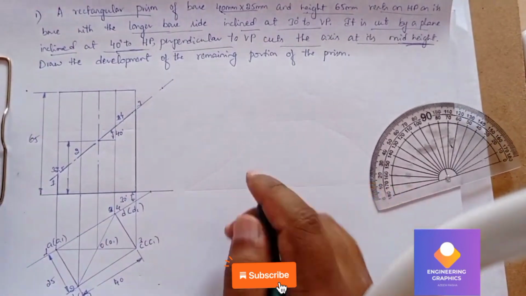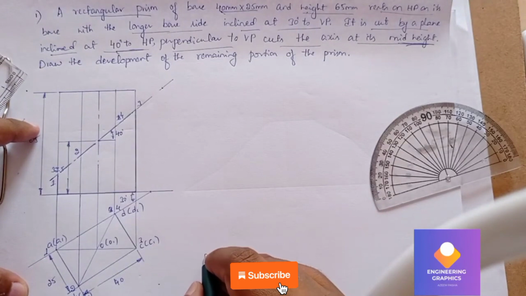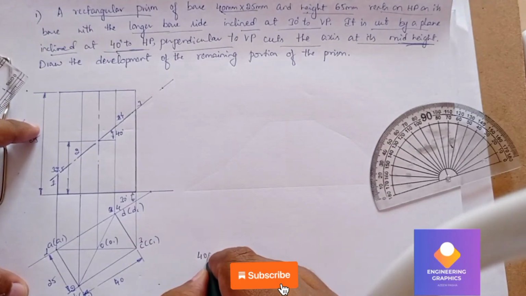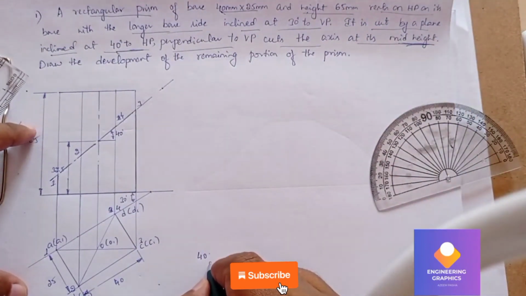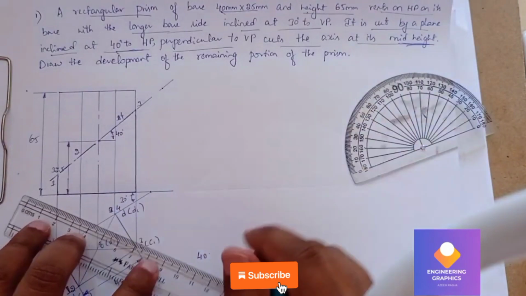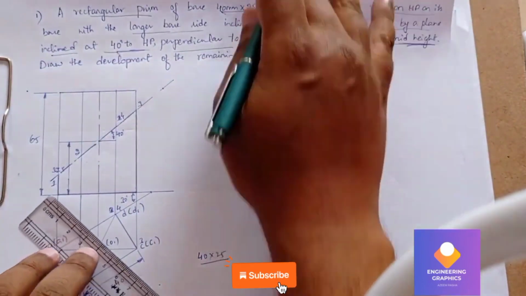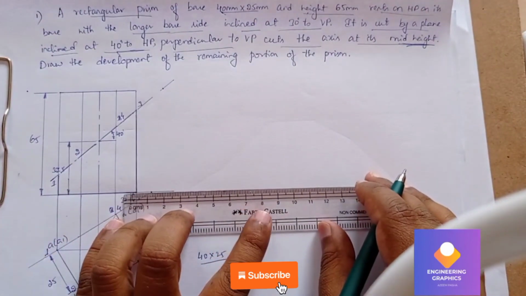So now we will draw the development of this by extending the line. Here we have 40 into 25, correct, 40 into 25. So first we will extend these lines, then using the compass we will cut each of these lengths. First I'll cut 25, then 40, again 25, then again 40. That's how we will cut the arc on those extended lines. So first I'm going to extend the lines here. This is our rectangular prism dimension. I'm extending the lines here.